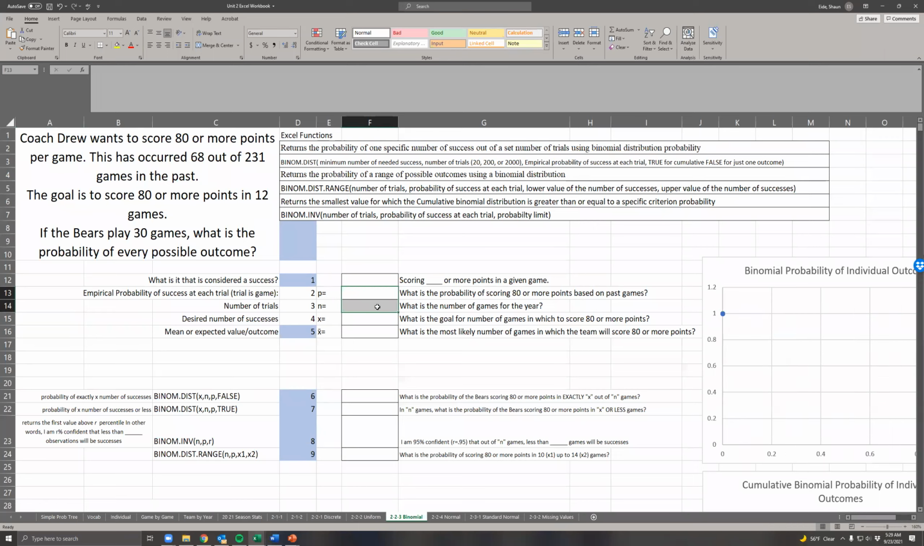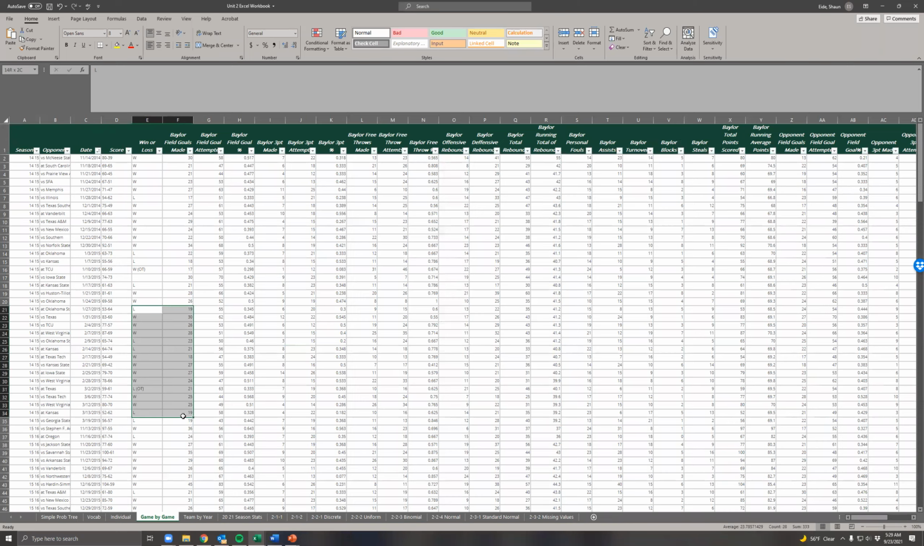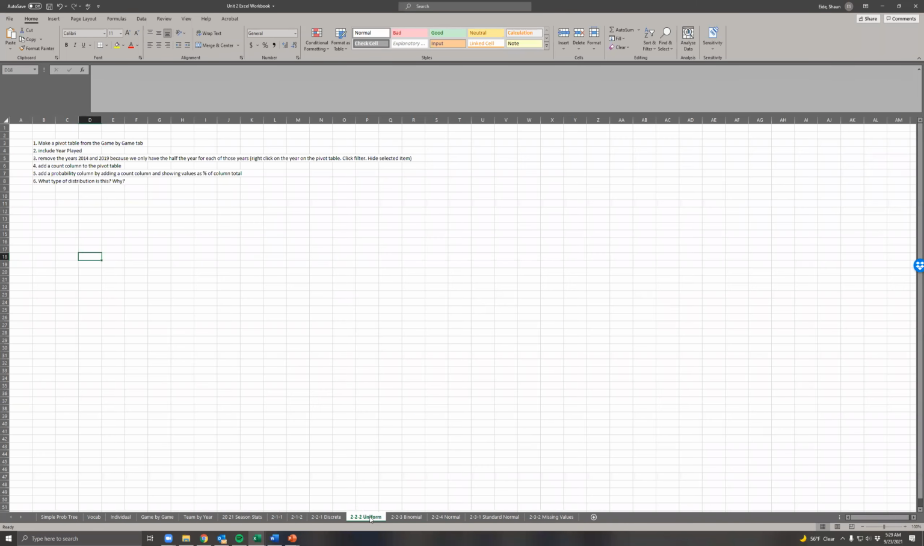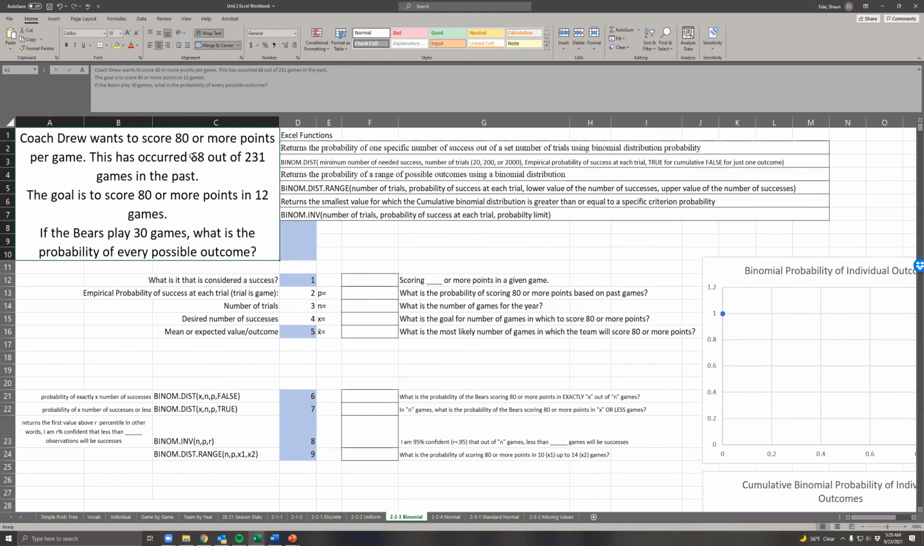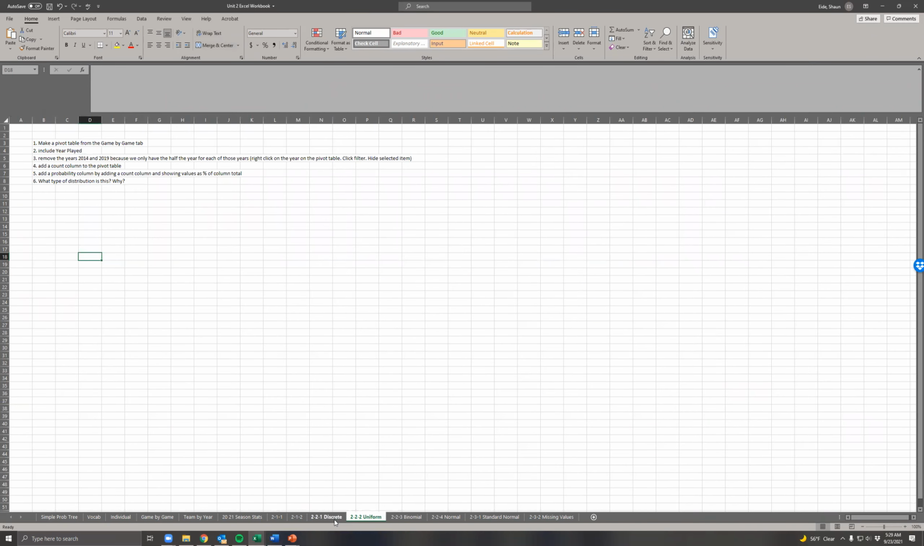Okay, what we've got up in the left-hand corner is that Coach Drew wants to score 80 or more points per game. This has occurred 68 out of 231 times in the past. I could have made you go through all this data and calculate it. All that this is, is I calculated the total number of successes out of the total number of past games. So I looked at all of the wonderful information, made a pivot table, and asked how many games he scored 80 or more points.